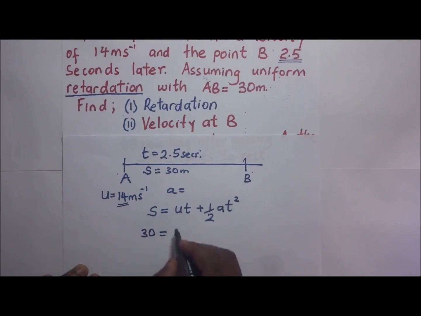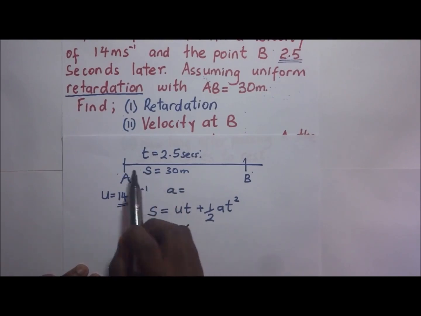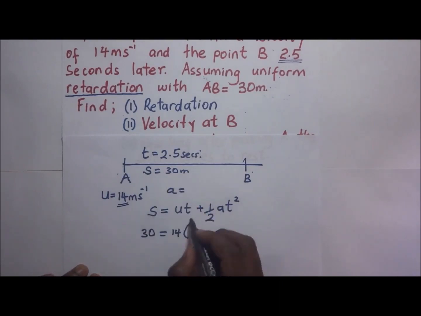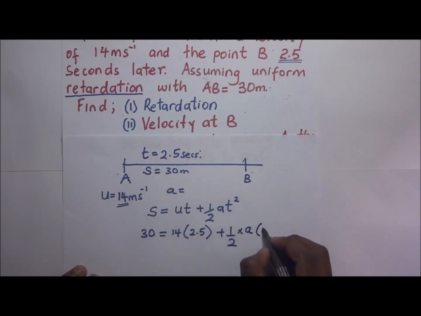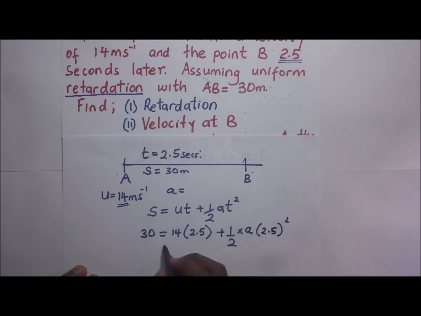be equal to initial velocity, which is 14, times the time it takes, 2.5 seconds, to move from here to that point B, which is 2.5, plus a half times the acceleration, it is what we are looking for, times t squared. Now the time is definitely 2.5 squared. So when we make A the subject of the formula, we shall end up with a value of acceleration being negative 1.6 meters per second squared.